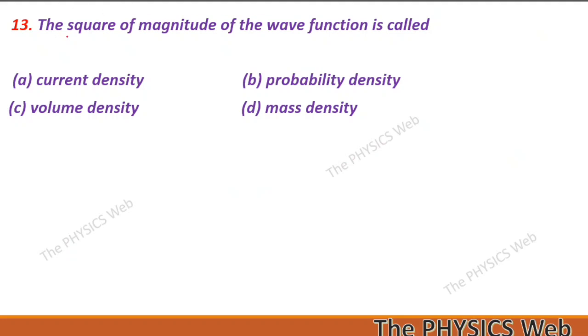Next, question number 13. The square of the magnitude of the wave function is called probability density. So B is your correct option.